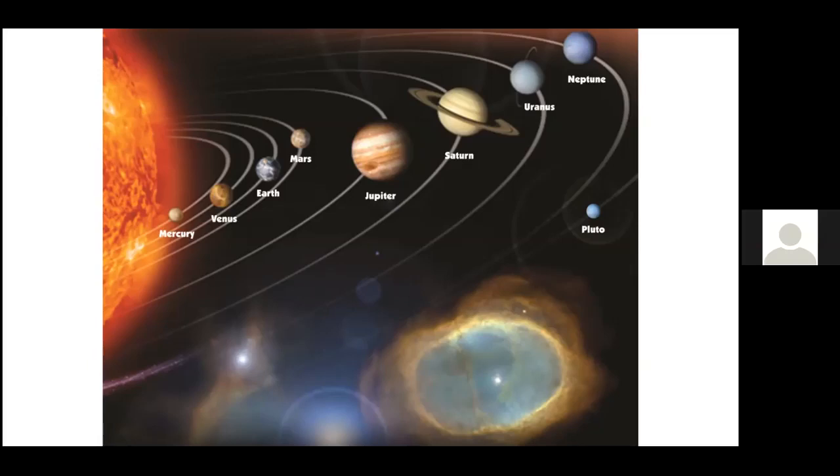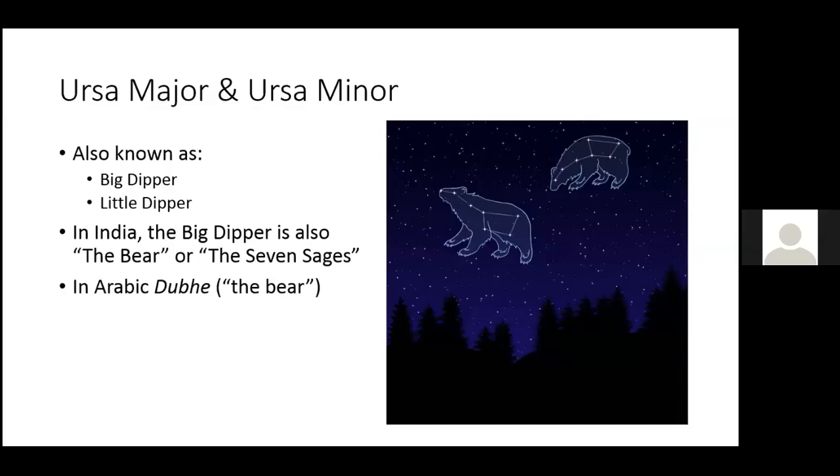With all that said, let's look at some constellations. Here in the northern hemisphere, we often start with the Big Dipper, which is in Ursa Major, and Ursa Minor, the Little Dipper. These are probably some of the easiest stars to find in the night sky.